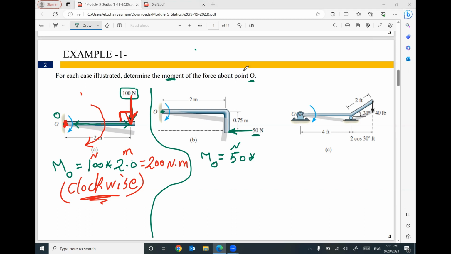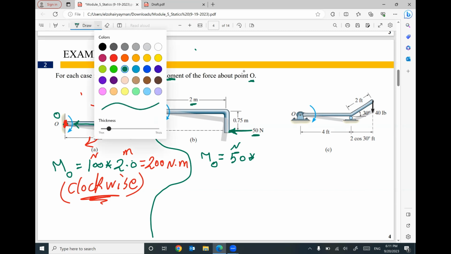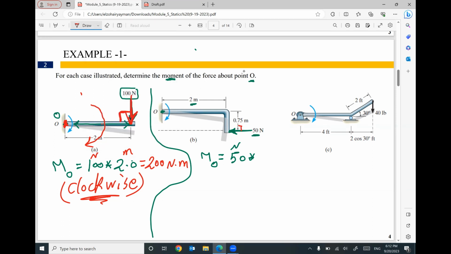0.75, that's correct. If you multiply 50 by 2 meters, that's wrong. This is not a moment because the direction of your force is horizontal, and the direction of your distance is also horizontal, both in the same direction, so it does not work. Your force must be multiplied by a distance perpendicular to it. So the distance between the force and your point vertically is 0.75.